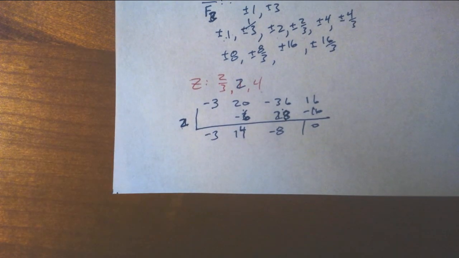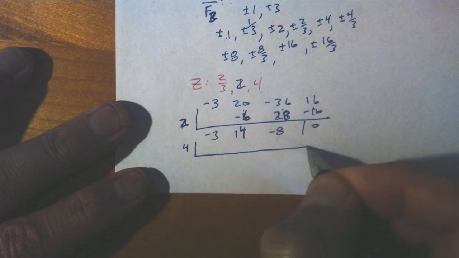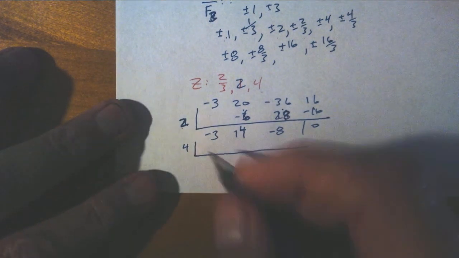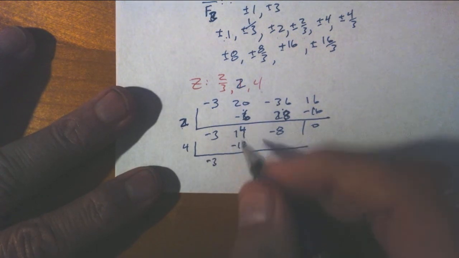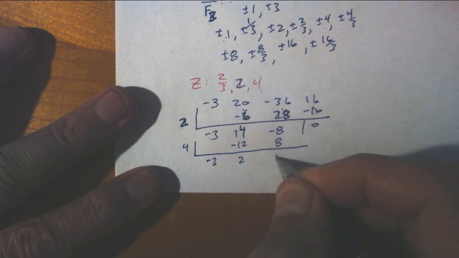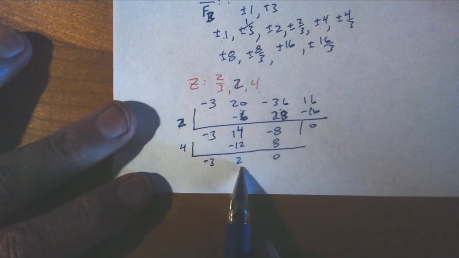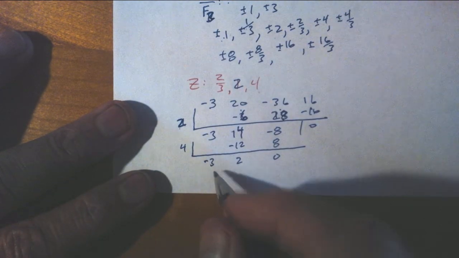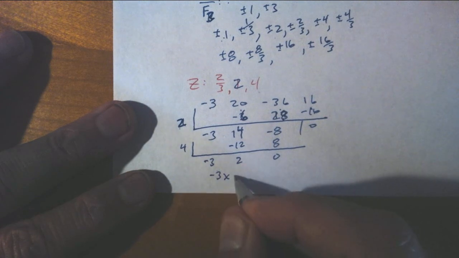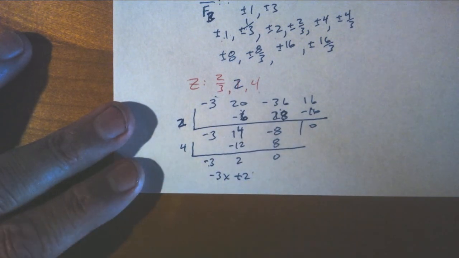Now what I can do is I can just pick it up from there. I'm going to run 4 now through these. And I get -3, -12, 2, 8, 0. So there we've got them all. It shows if you run, understand this last term is -3x plus 2. And there's my positive 2/3. You could run 2/3 through this and you get 0 again.